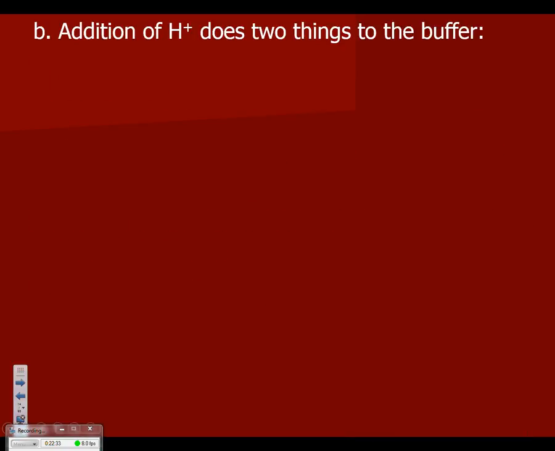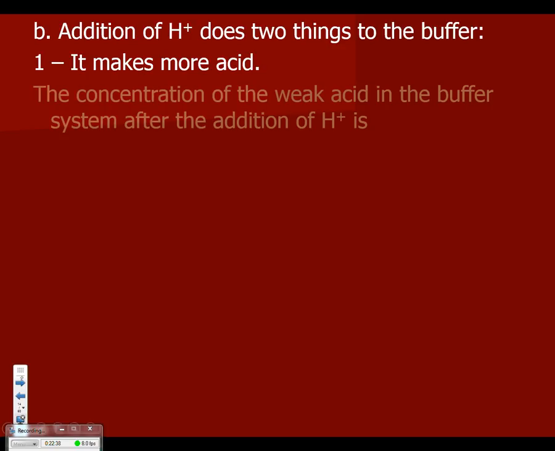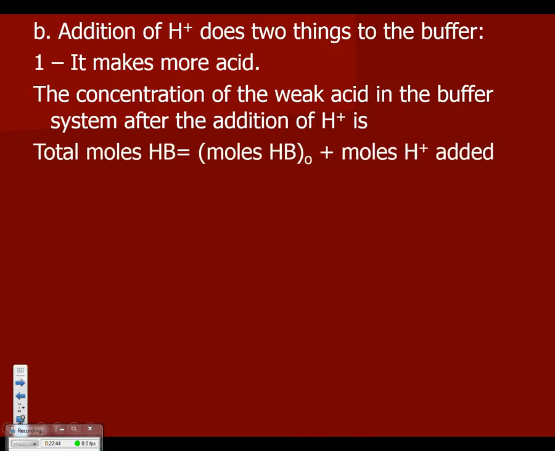Now, it does 2 things to the buffer. It makes more acid. The concentration of the weak acid in the buffer system after adding the H+ is the total number of moles plus the moles added. And it uses up conjugate base.